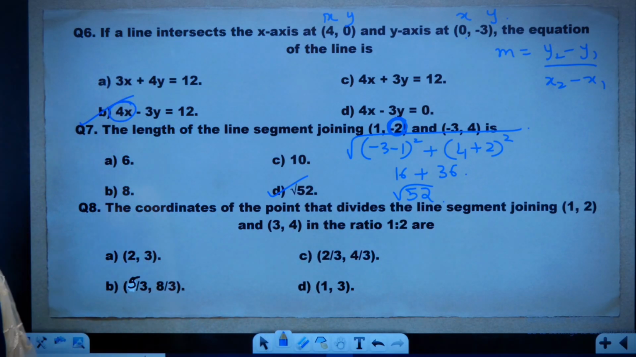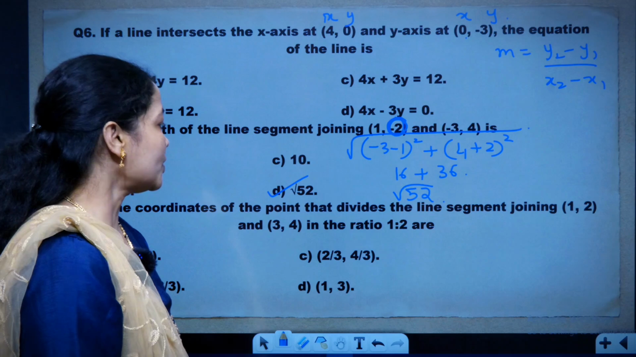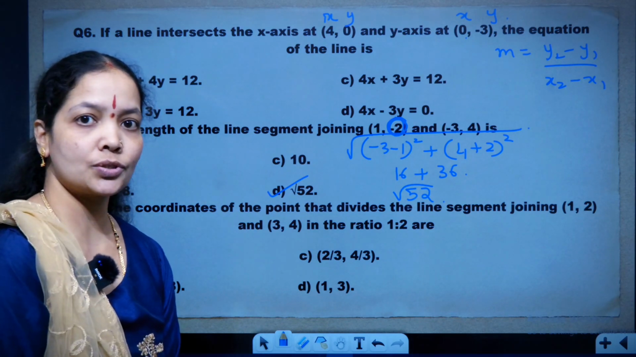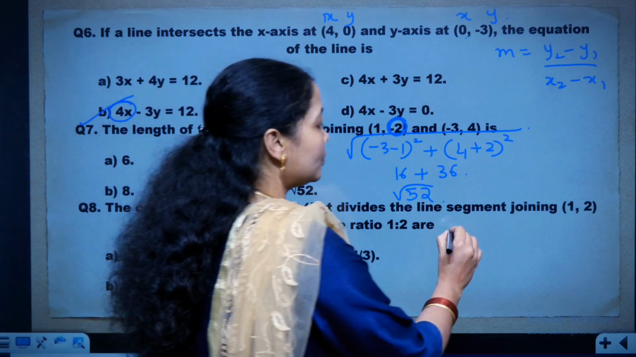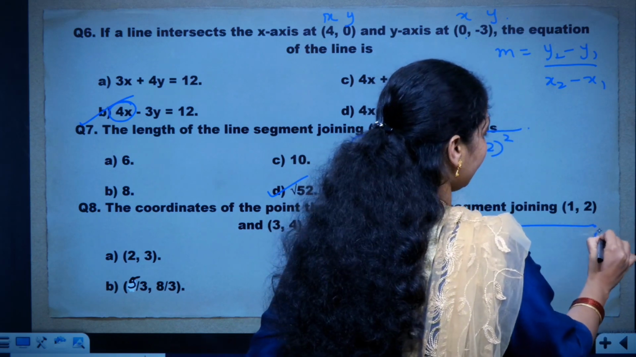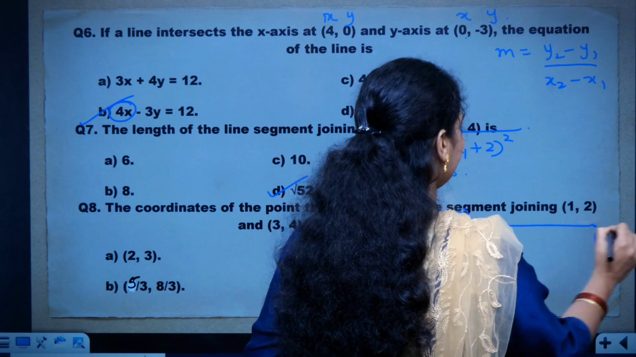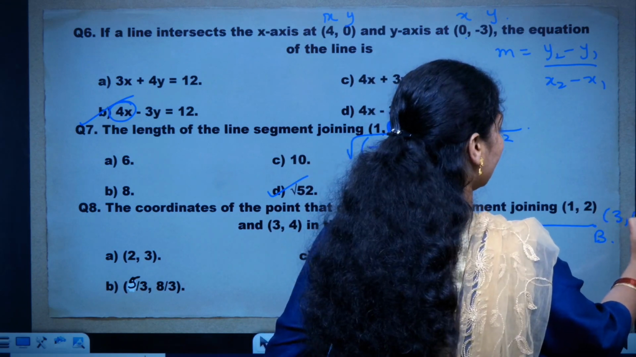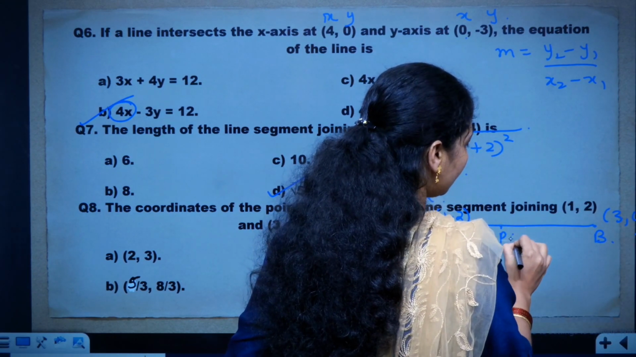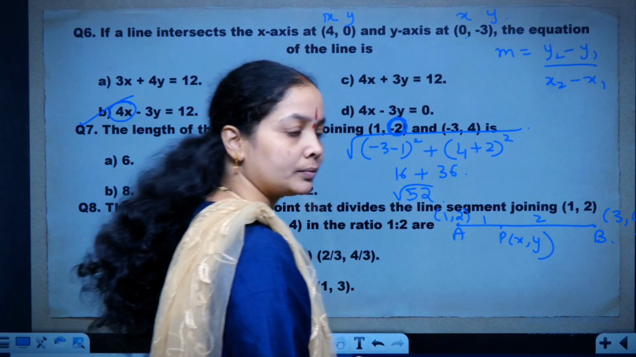Take care. In the eighth question, the coordinates of the point that divides the line segment joining (1, 2) and (3, 4) in the ratio 1:2 are... I have to find the unknown point, that is P. So this is A, this is B. Coordinates of A are given, that is (1, 2). Coordinate of B is also given, (3, 4). I have to find the coordinate of P, which will be (x, y). My ratio of division is also given, that is 1:2.